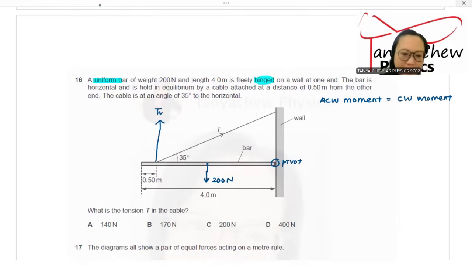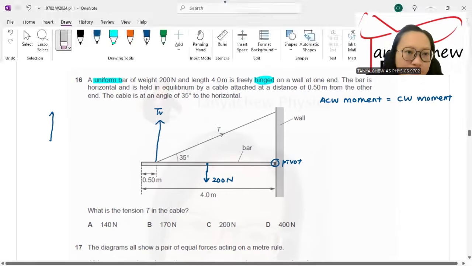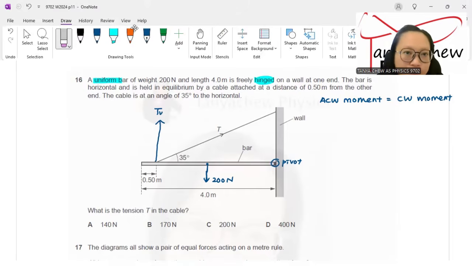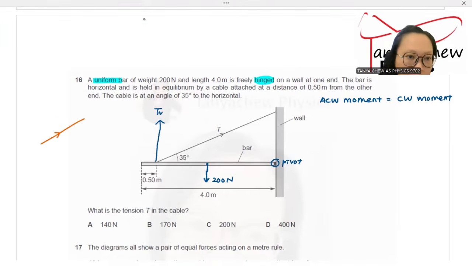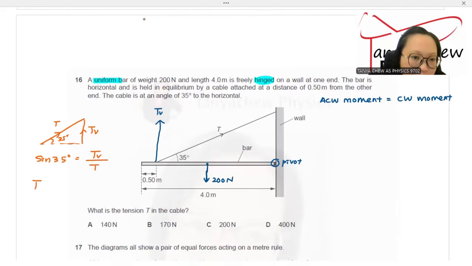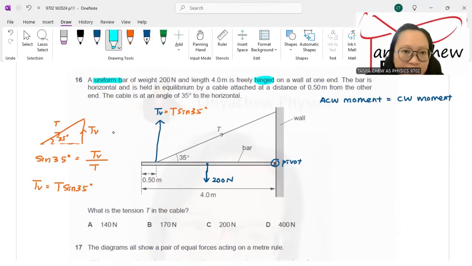For the vertical direction, I am going to do it here. Could you see that? This is the vertical direction. I redraw T here. This is the tension, and this is the horizontal direction, 35 degrees. I want to find T vertical, so I use sine 35 equals T vertical over T. T vertical would be T sine 35. Remember that. Done. Since we have already identified all the forces, I am going to do it here.